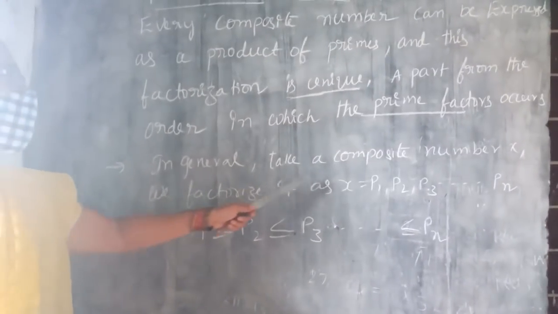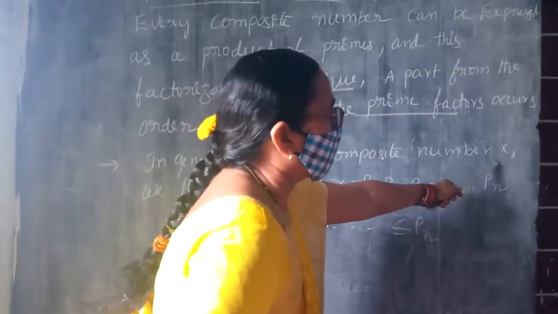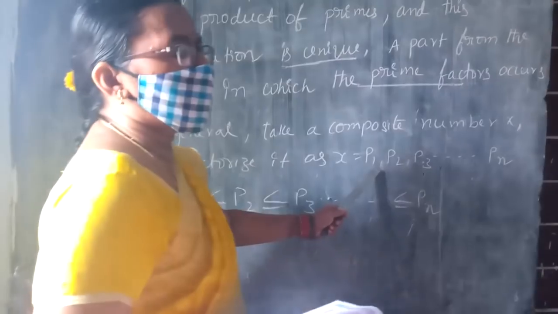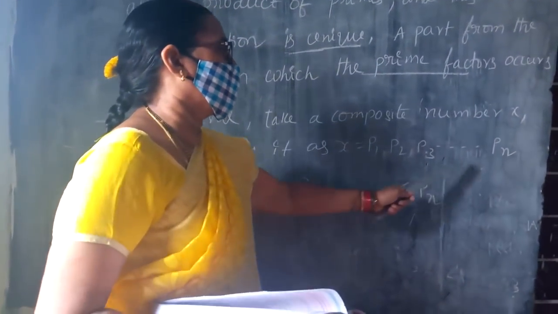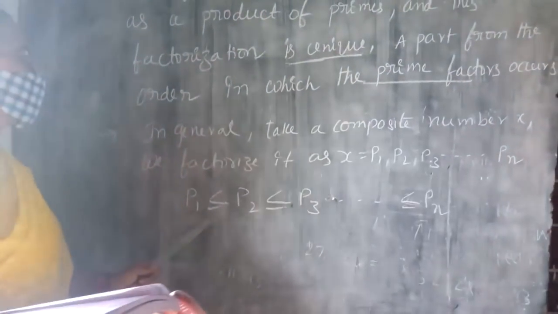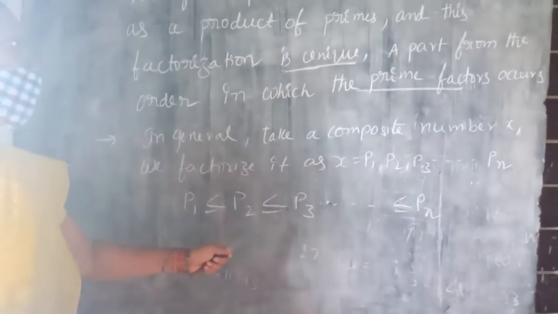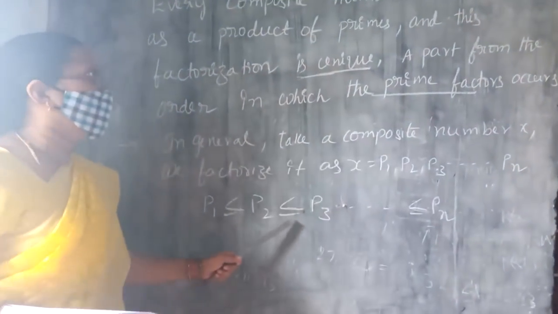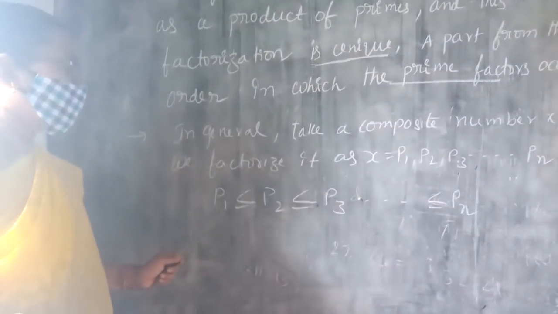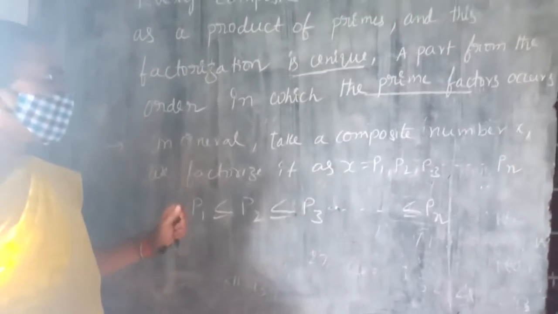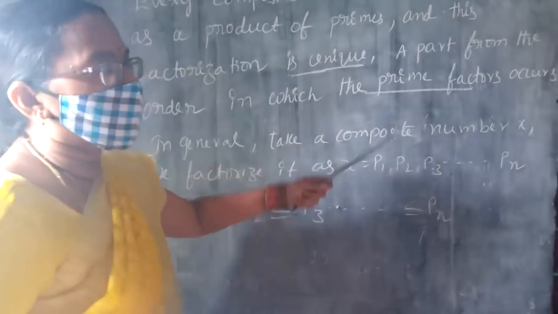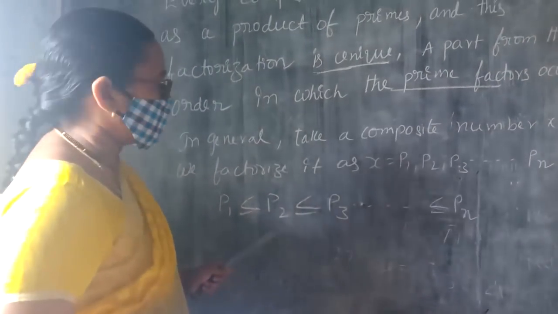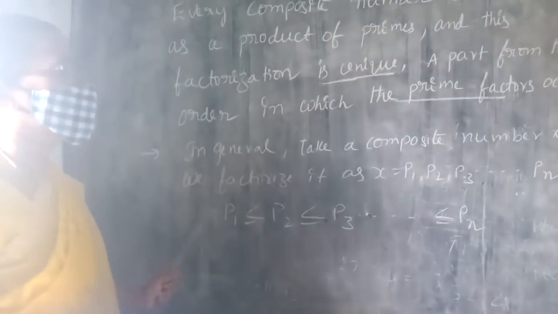What is the general form? We take the composite number as x. Its prime factors are p1, p2, p3, up to pn. Then p1 is less than or equal to p2, less than or equal to p3, and so on, less than or equal to pn. Why do we use less than or equal to? Because the prime factors can occur many times, like 2, 2, 2, 2, or like 2, 3, 4, 5. This is the general form of the fundamental theorem.